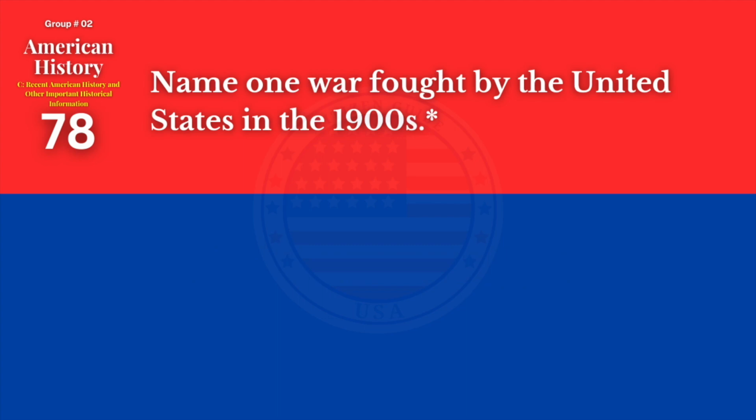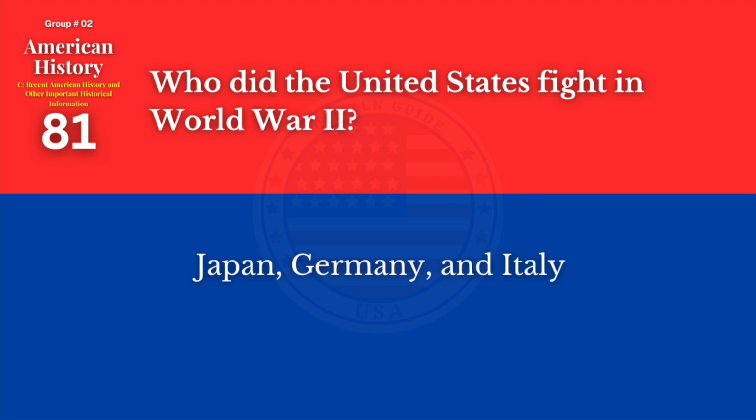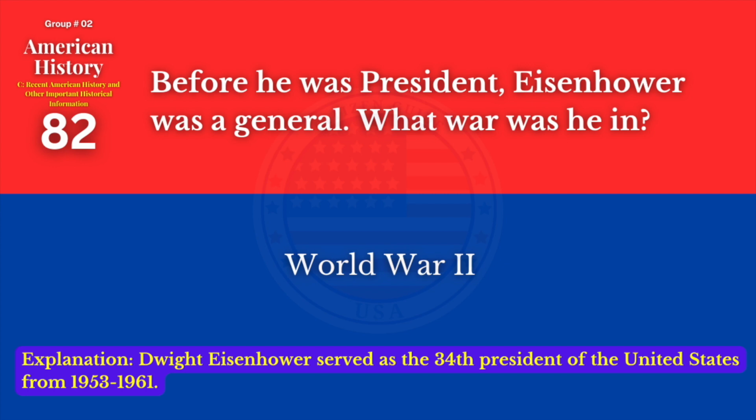Name one war fought by the United States in the 1900s. World War I. Who did the United States fight in World War II? Japan, Germany, and Italy. Before he was president, Eisenhower was a general. What war was he in? World War II.